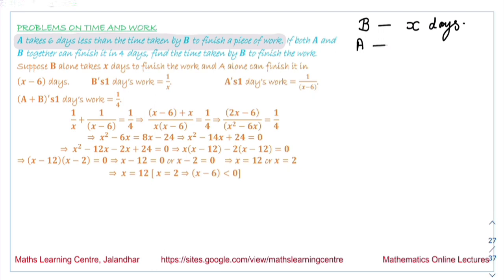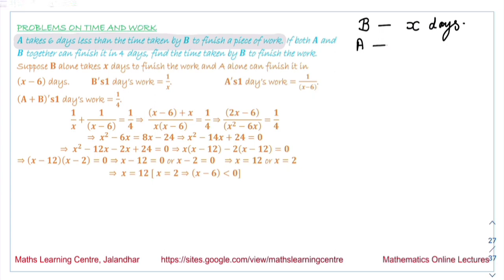Now next we have the problems based upon areas. So first: the perimeter of a rectangular field is 82 meter and the area is 400 meter square. Suppose the length is L and the breadth is B. So 2 times L plus B is 82. So we get L plus B is 41, so the value of B is 41 minus L.